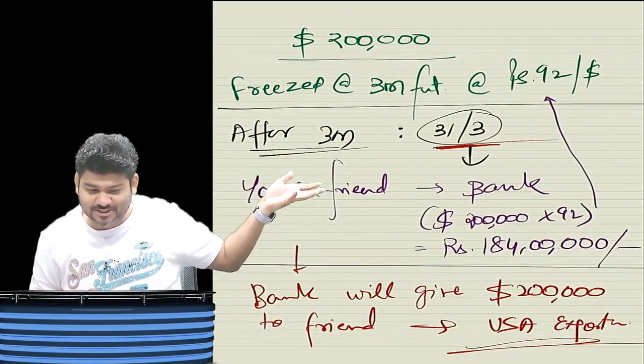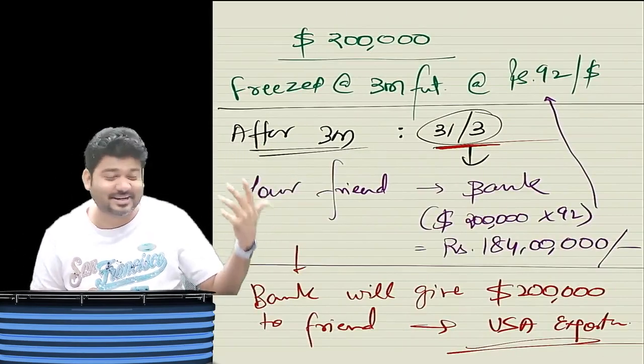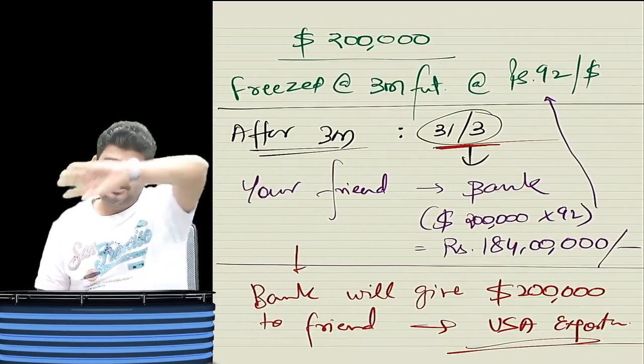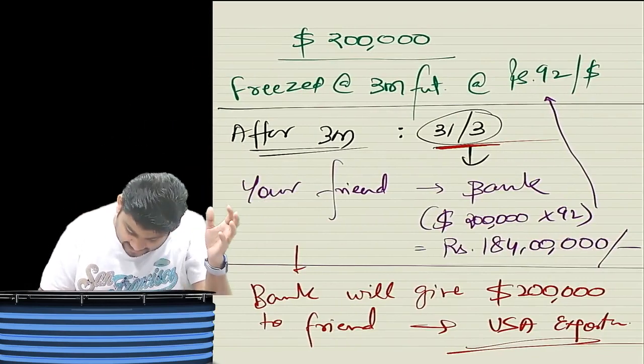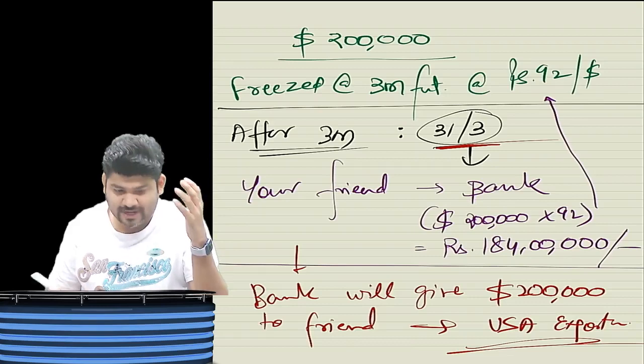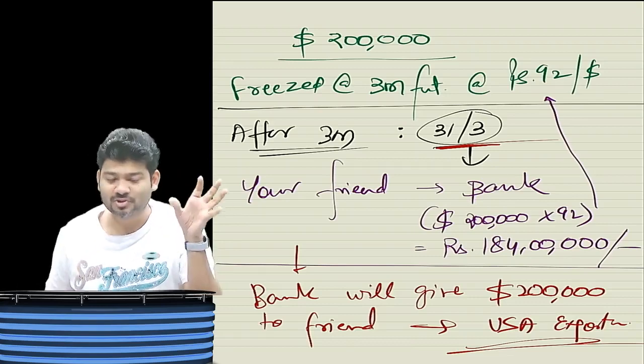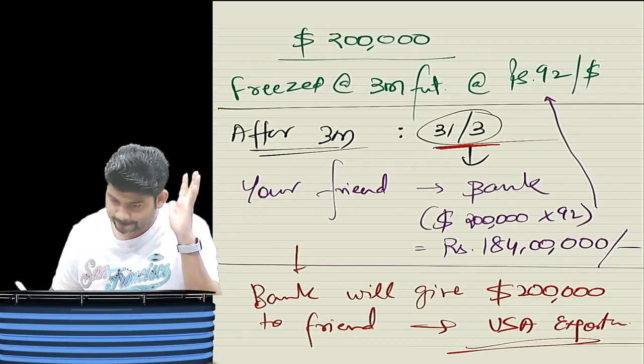Yes, sir. All of us know all of this, sir. Why did you explain everything again? I'll tell you. So, sir, this is a typical forward contract, and yes, the way you guys were answering, all of us know how this works.